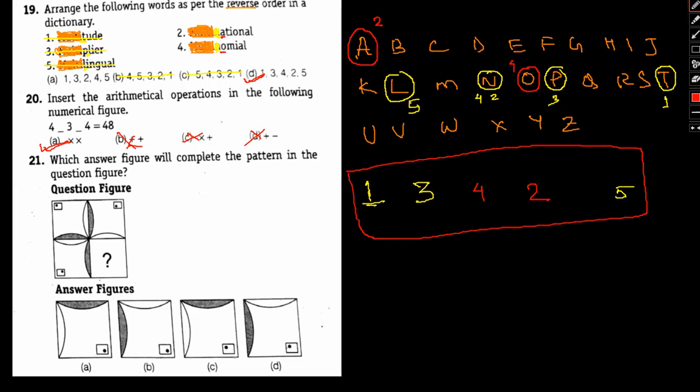Okay, now let's go to question number 21. Which of the following will complete the pattern in the question figure? Okay, so this is the question in front of us, and which pattern will complete it?